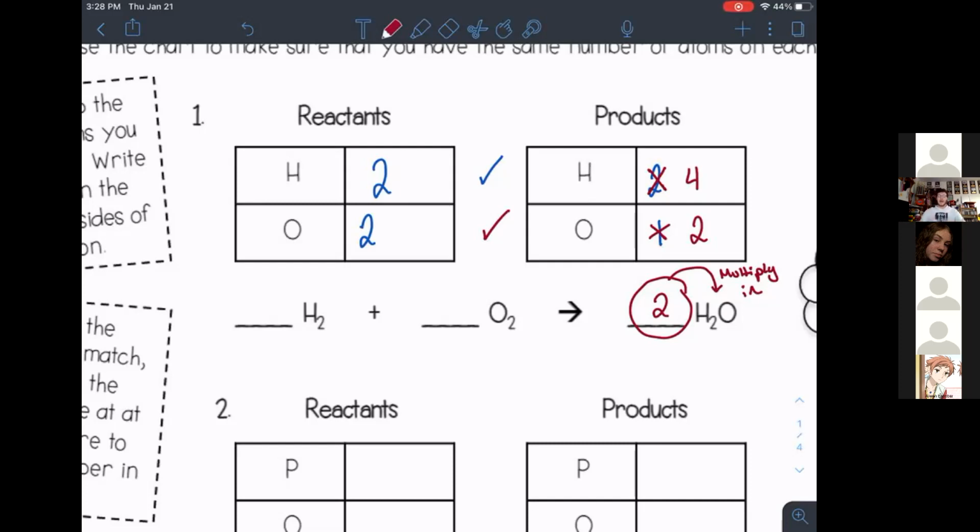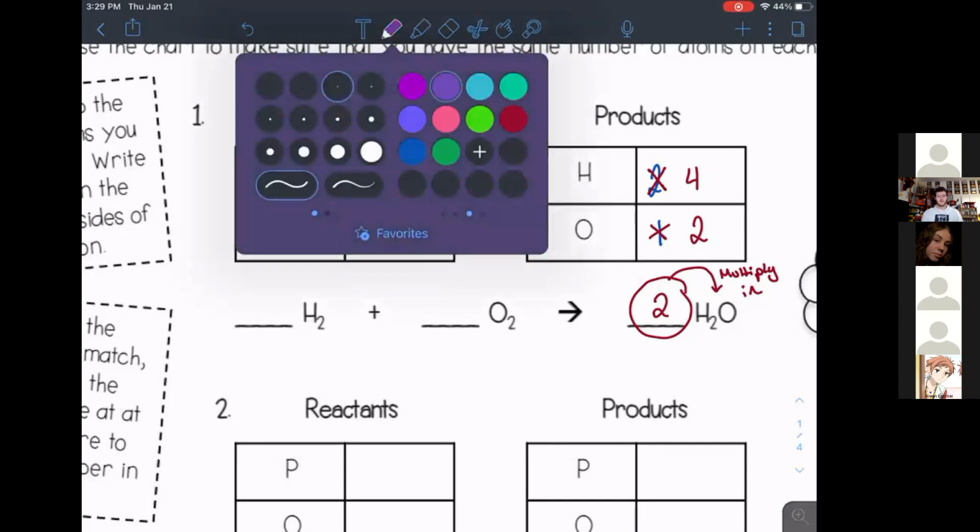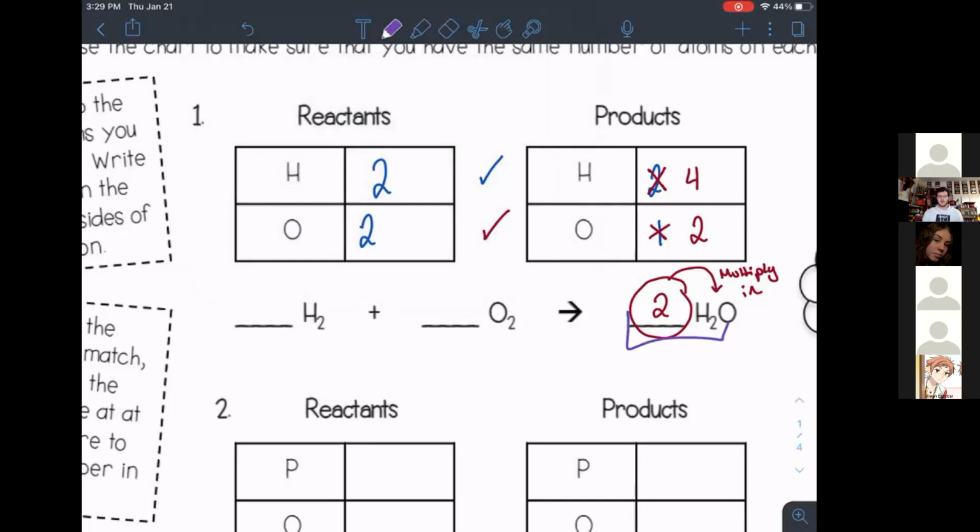No. Why not? Because your hydrogens don't match. Because I messed up the hydrogens. Does that mean I did something wrong? Do we think I did something wrong? Do you just have to start over? What do we think? Is this wrong right here? You just need more hydrogens.